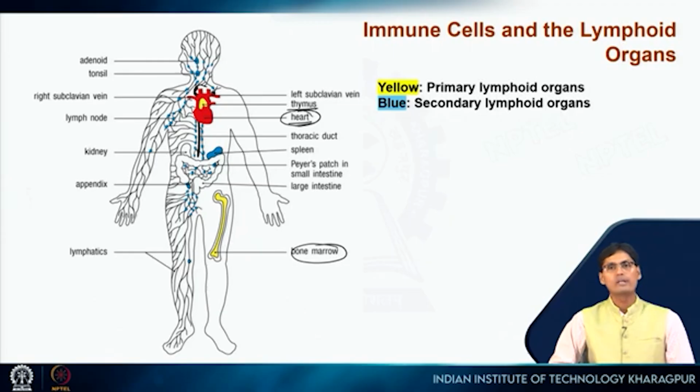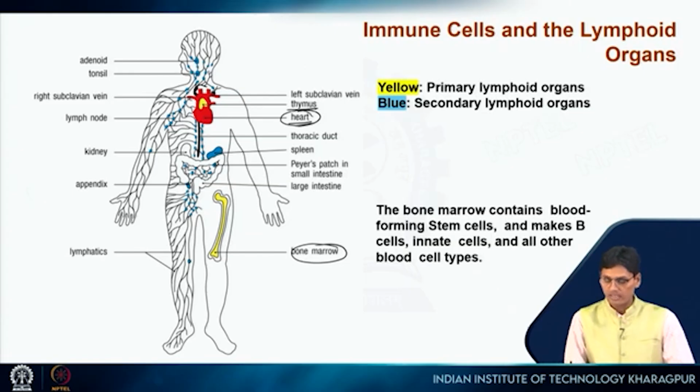Primary lymphoid organs means particularly here the bone marrow. As I already mentioned, all sorts of immune cells are generated from the bone marrow. That's why I mentioned that all blood-forming stem cells are present in the bone marrow and make B cells and innate cells. Innate cells means here, I would say, dendritic cells and macrophages, all are innate cells, and all other blood cell types. So those are coming from the bone marrow.